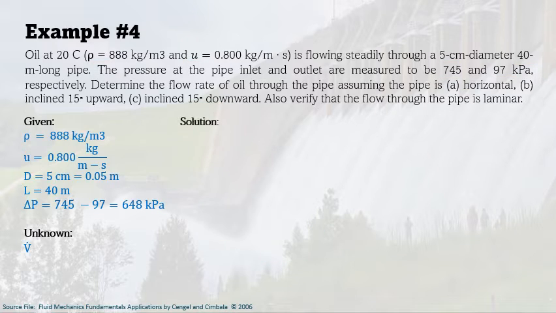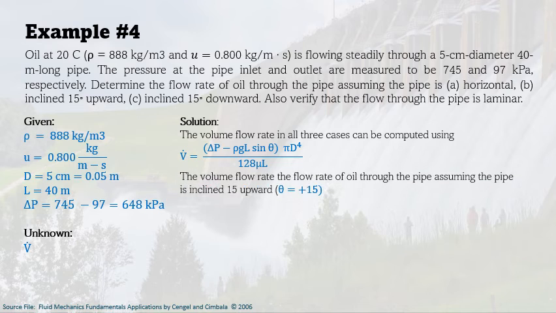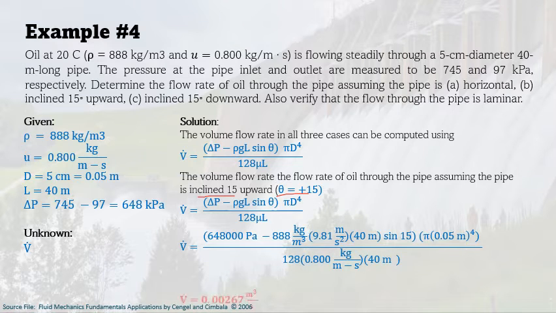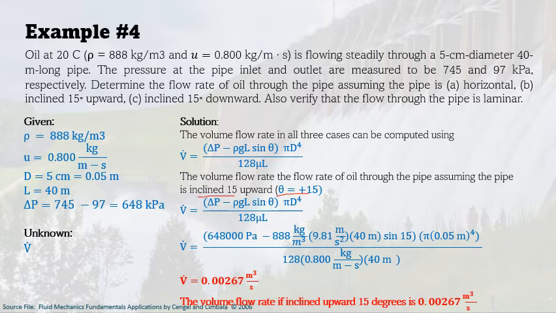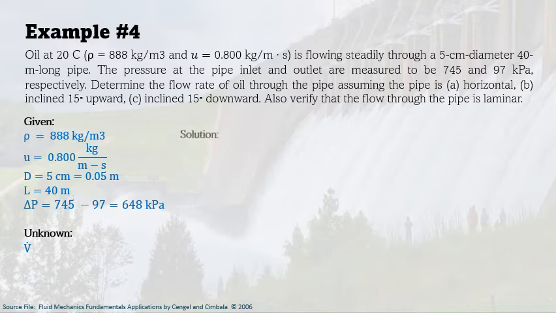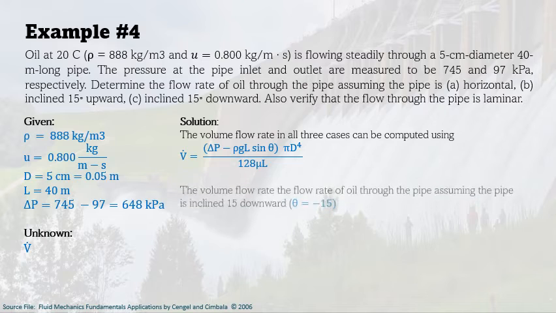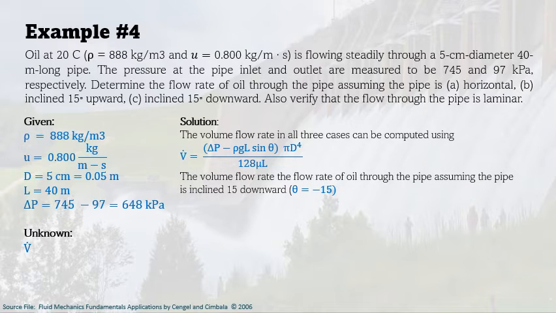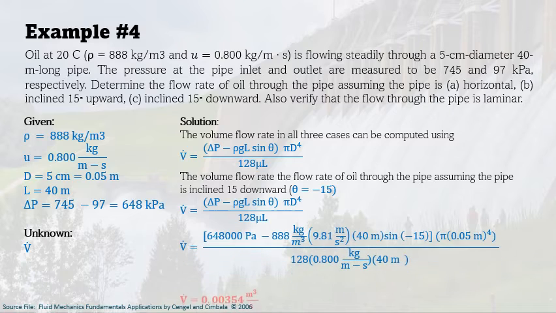The volume flow rate when the pipe is inclined 15 degrees upward, we can use the same formula, but now our theta would be positive 15 since it is inclined 15 degrees upward. So substituting those values that we already have, we can get the volume flow rate to be 0.00267 meter cube per second. Finally, when the flow is inclined 15 degrees downward, we can still use the same formula, but this time our theta would be negative 15. So the volume flow rate would be 0.00354 meter cube per second.